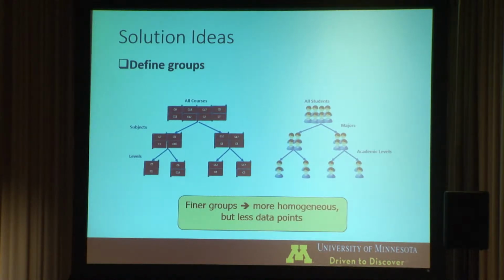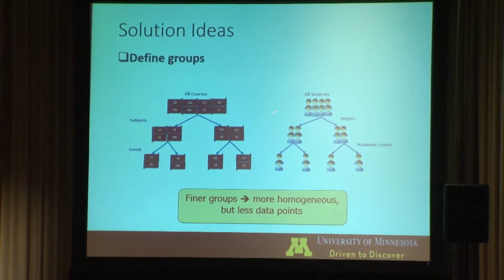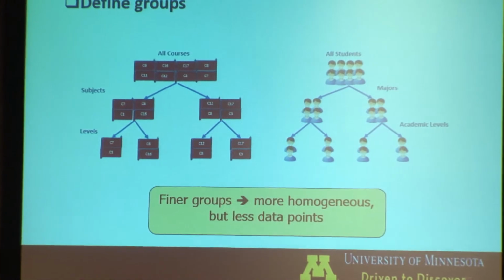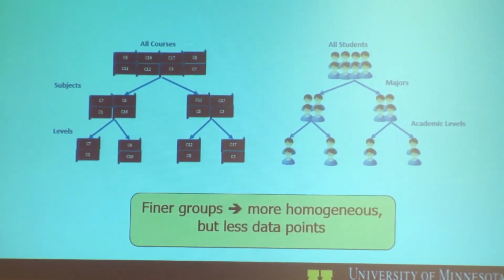So what we did in this work is that we said, okay, since students of certain features tend to enroll in courses of certain features, let's just use the features to define student and course groups. So the set of all courses can be divided into different groups based on the course subjects, and these can be further refined based on the course levels, for example. And similarly, the set of all students can be divided into different groups of students based on the student majors, and they can be refined based on, let's say, the academic levels. And as you can see, these groups can be defined at various levels of granularity. And of course, the finer groups are more homogeneous, but they are usually associated with less data points.